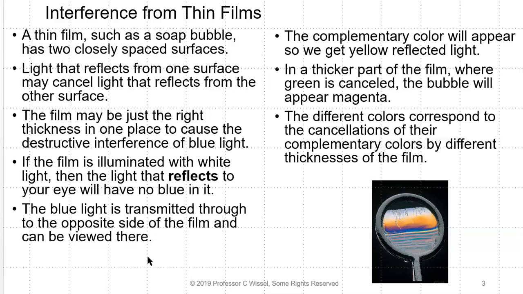The blue light doesn't disappear. It gets transmitted through to the opposite side of the film and can be viewed there. So the complementary color appears in the reflected light. In a thicker part of the film where green is canceled, say here, the bubble will appear magenta. The green is on the other side. The different colors correspond to the cancellation of their complementary colors by different thicknesses of the film.